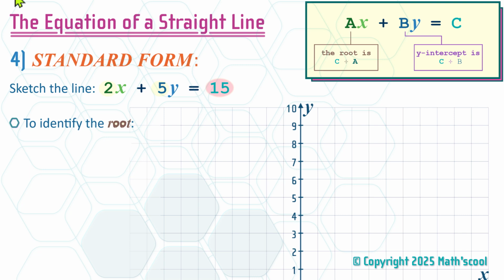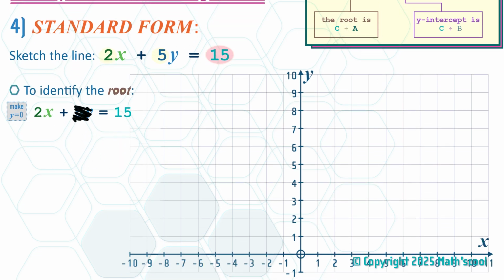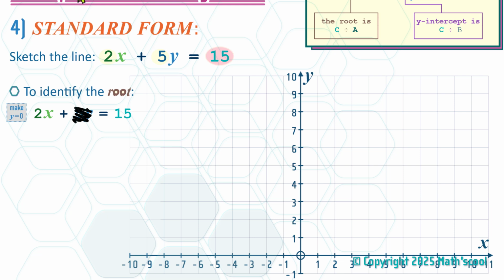So the first thing it says is to identify the root. And the way we're going to do that is we're going to make y equal 0. And the way to make y equal 0 is to just scrub it out. And what you get when you scrub that out is 2x equals 15. And you can solve that to get x is 7.5. So we can put a root at 7.5.